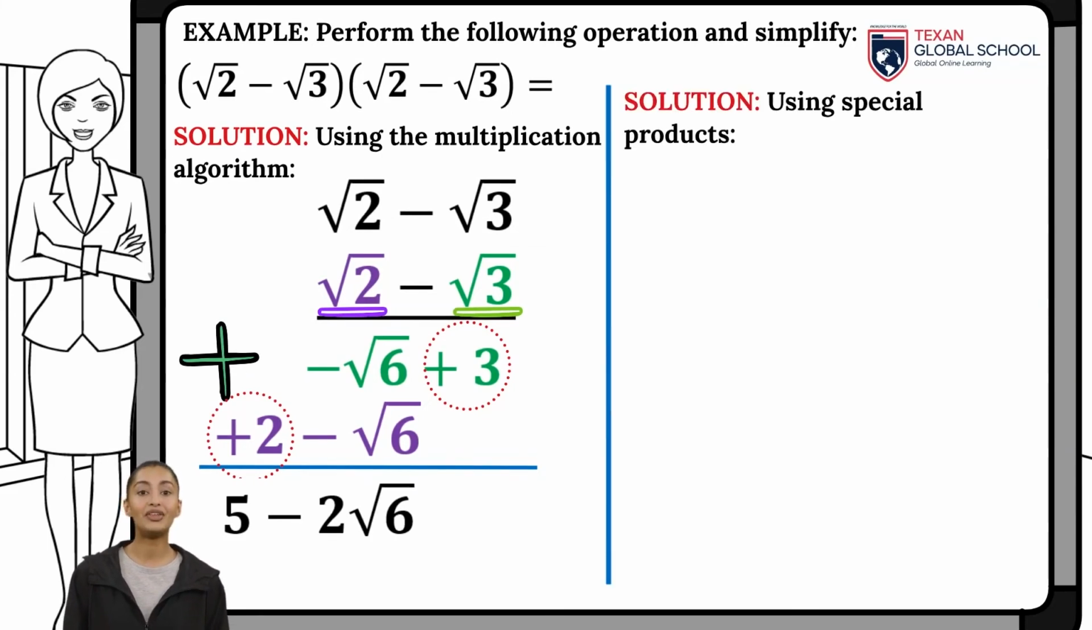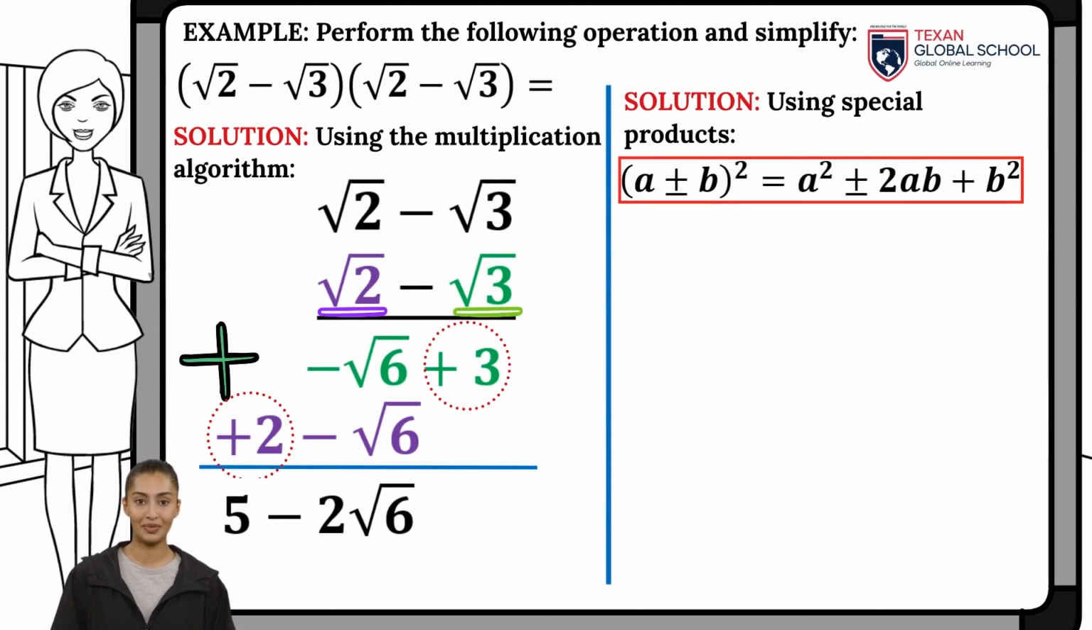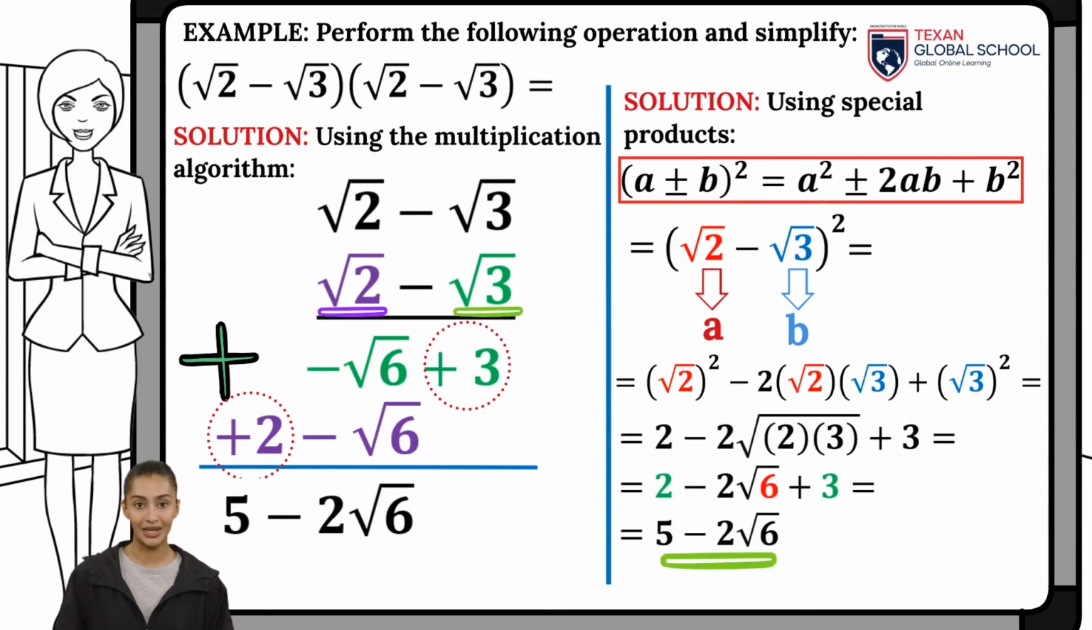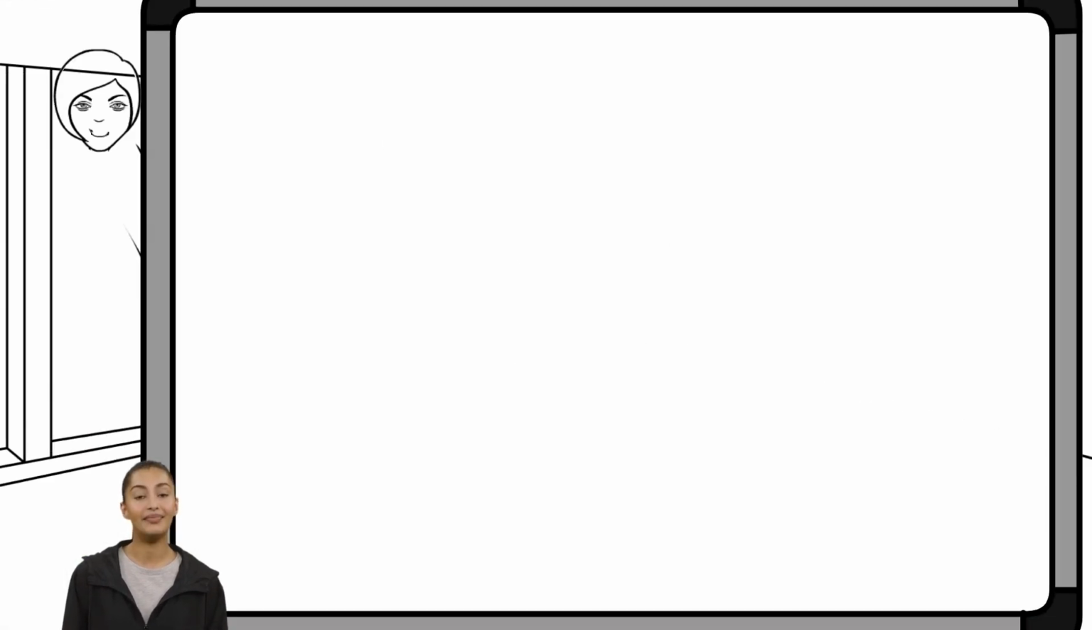This example can also be solved using special products. In this case, square of a binomial, since the same expression is being multiplied by itself. Then, we locate the values of a and b to substitute in the formula of the perfect square trinomial. As we can see, by simplifying using laws of radicals, results the same.